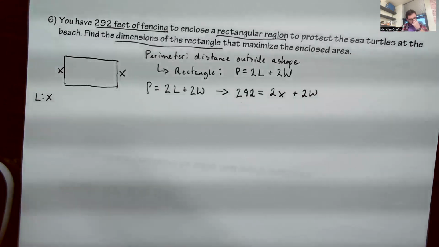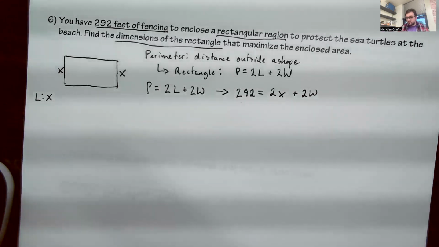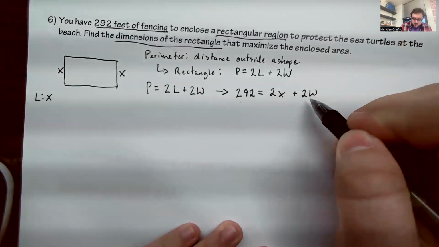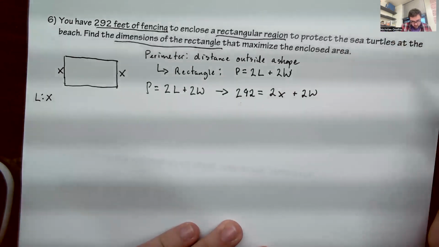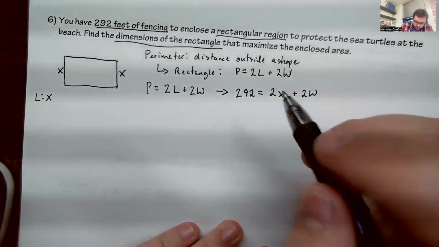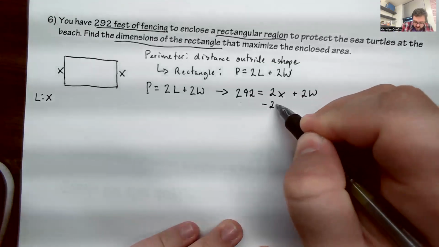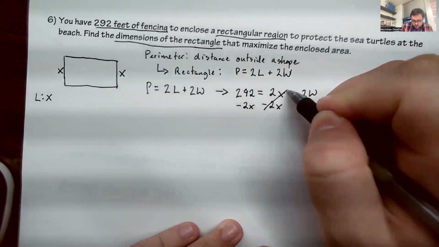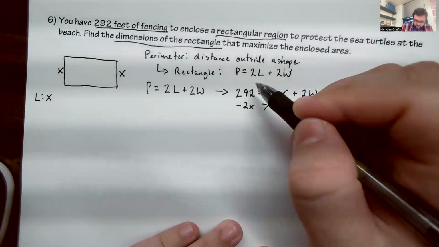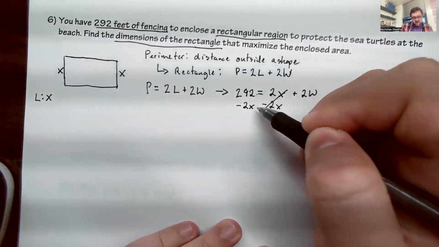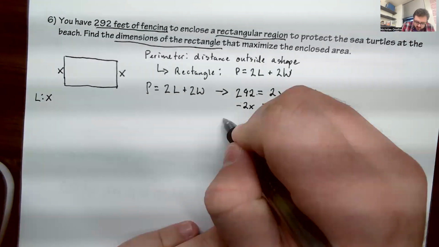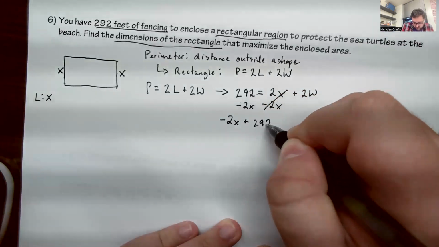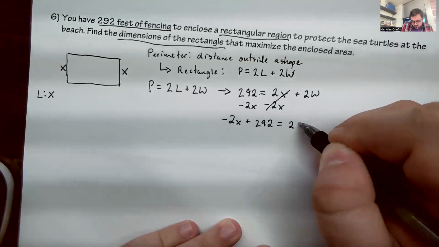We're going to employ a little bit of math trickery on this, a little bit of tomfoolery here. If we wanted to get W by itself, how could we do that? The first thing we would do is subtract 2x on both sides of my equation. Those are going to cancel. My 292 doesn't have an x. So we would actually write this as negative 2x plus 292 equals 2w.